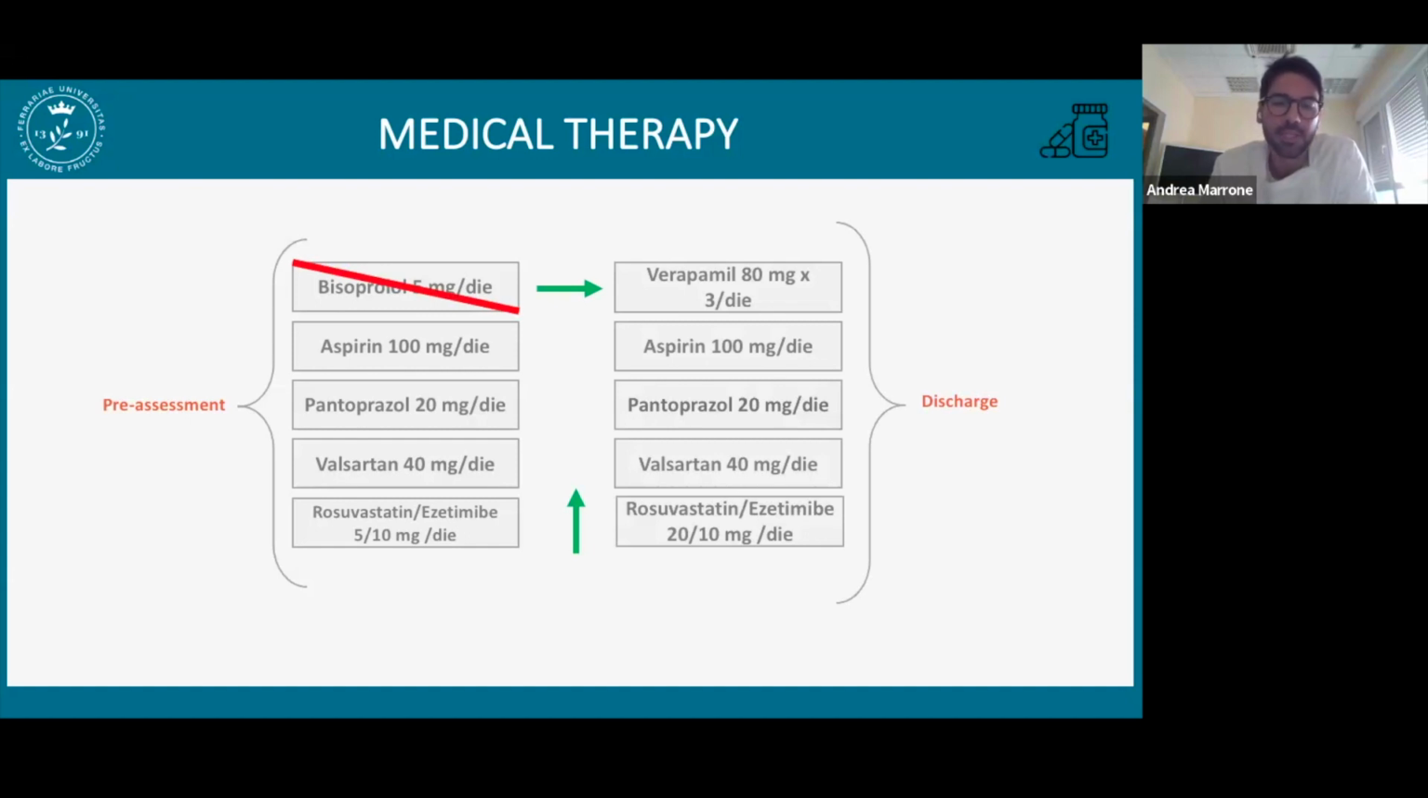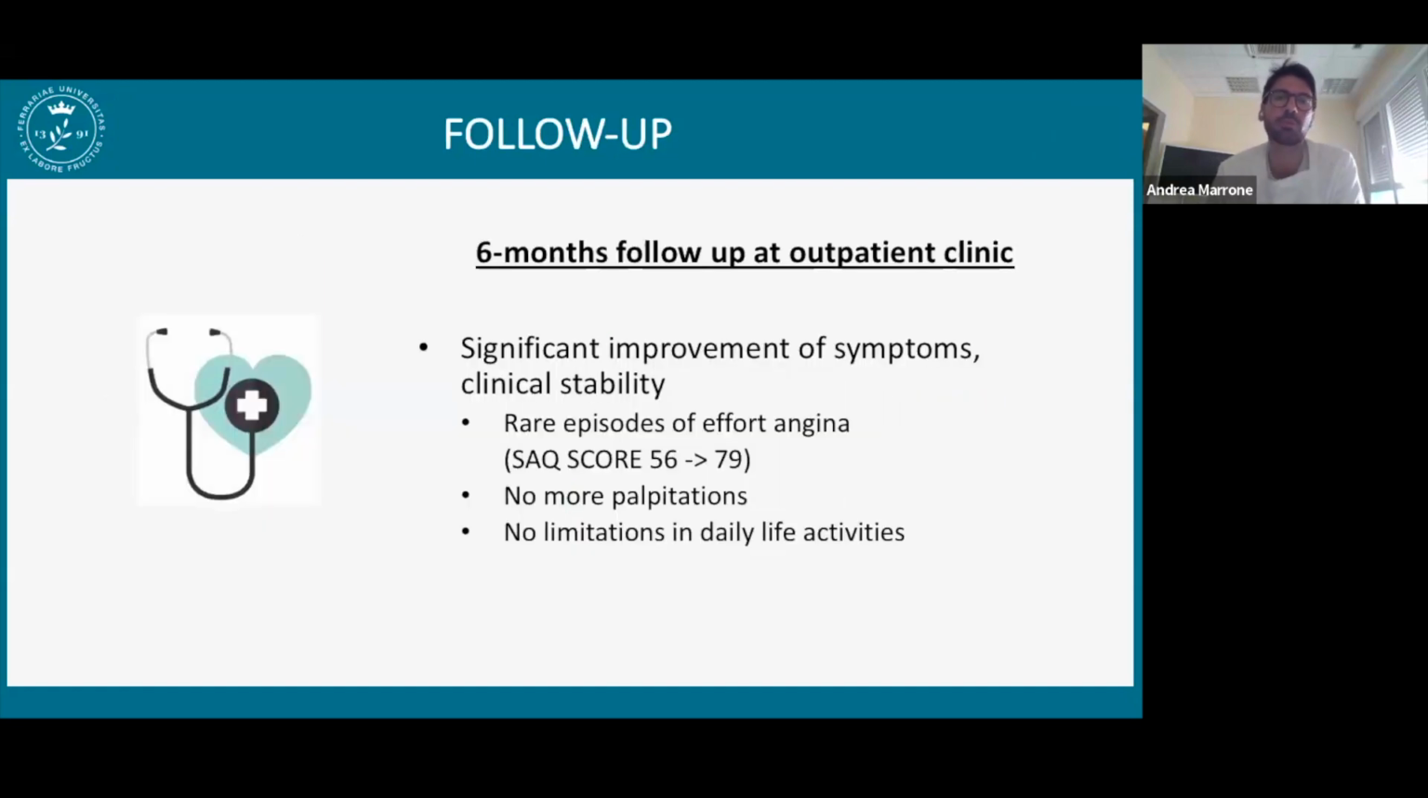The patient was then discharged with this therapy, and of course, we saw the patient back at 6 months follow-up at our outpatient clinic. The patient felt really, really better, so he had no more symptoms, and he was stable. He kept on complaining of some rare episodes of angina, but he was quite happy about his condition.